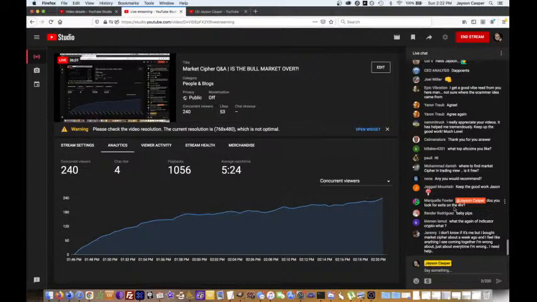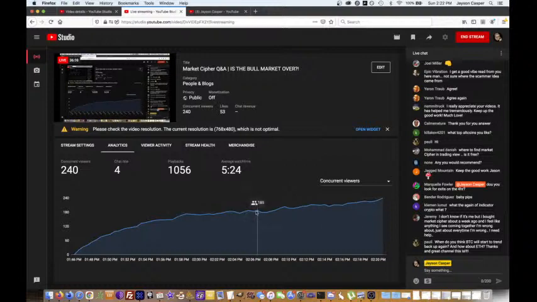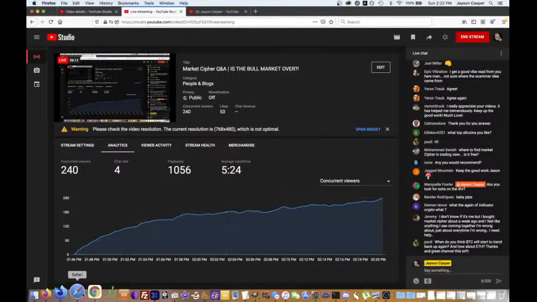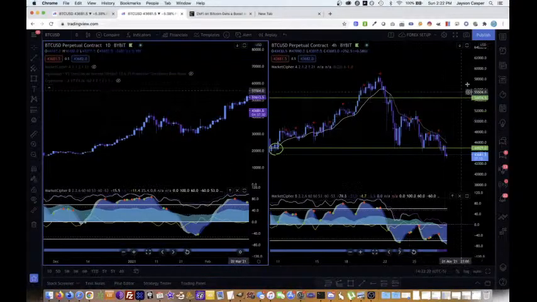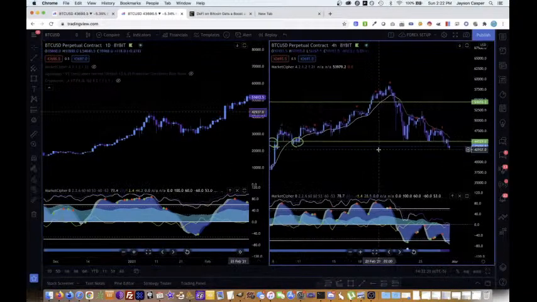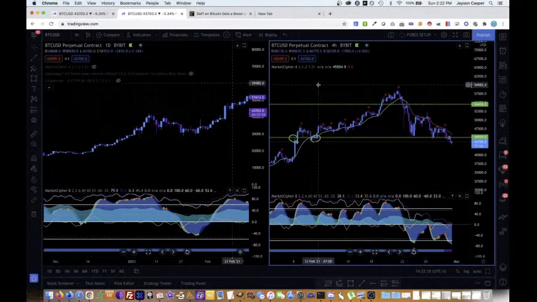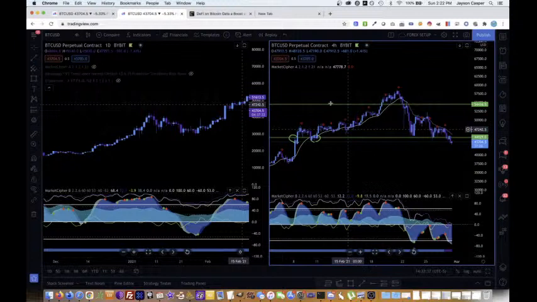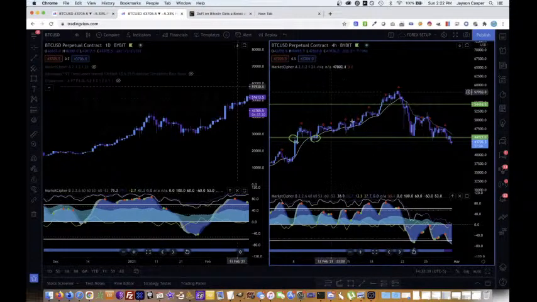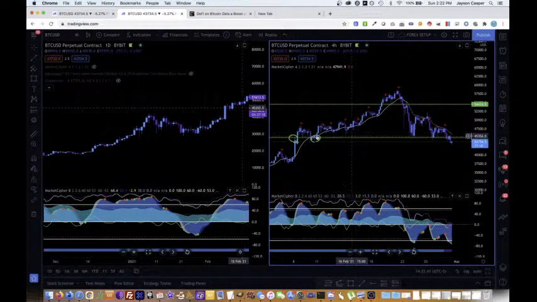Markel Fowler wants to know, do I look for exits on the 4-hour? I look for exits on all time frames, but I monitor the 4-hour primarily. If I'm in a long-term trade, guys, and I'm looking for an exit, really I'm looking at a lot of things. Of course, I'm always moving my stop loss up.